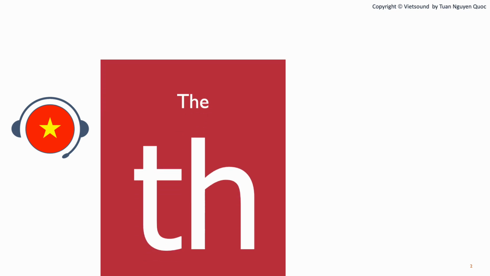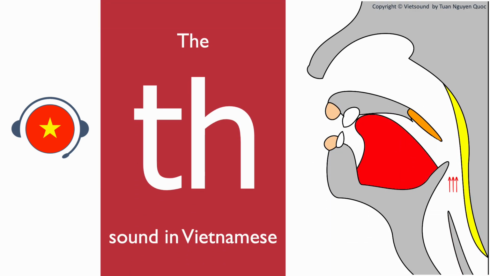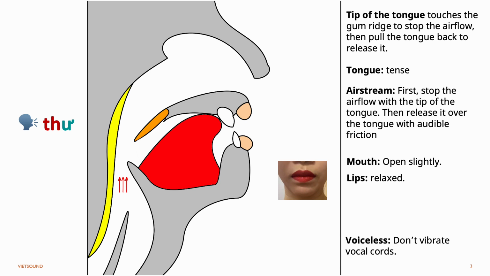Today we're going to talk about the T sound in Vietnamese. So are you ready? Let's get started. The T sound always occurs at the beginning of the word, like in the word thu. Now let's see how to pronounce the T sound.